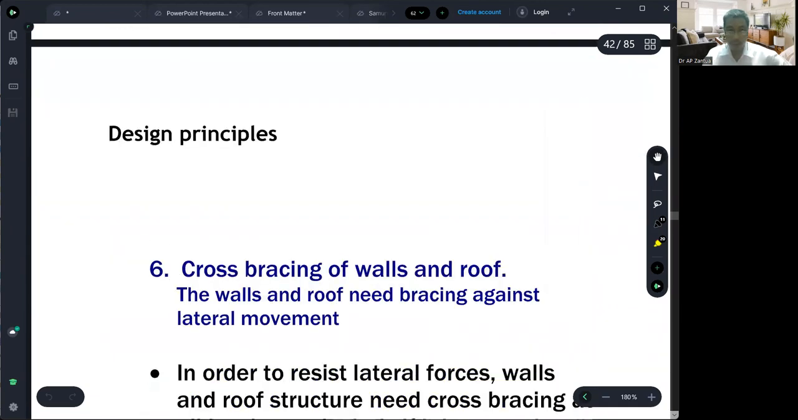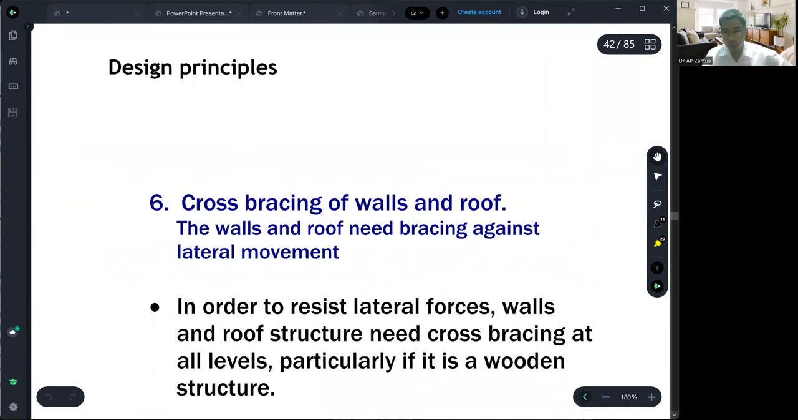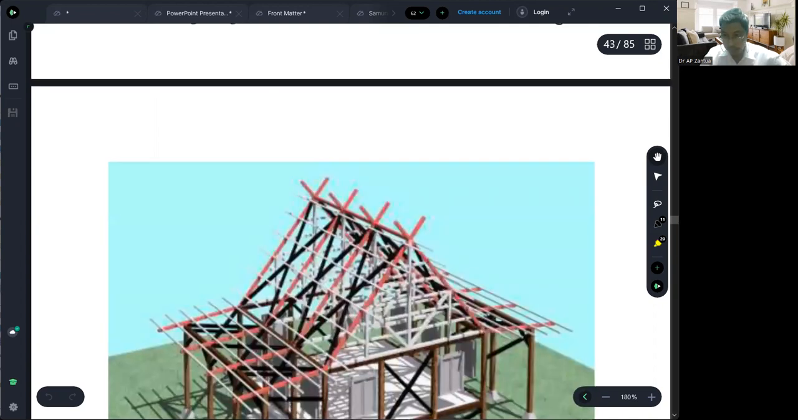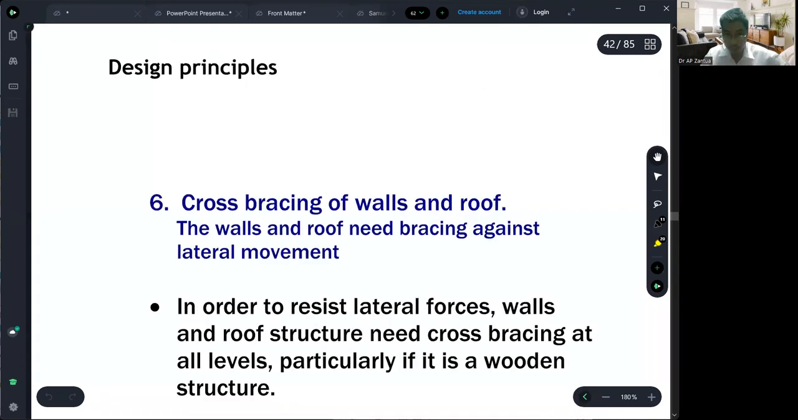We still have design principle number 6, cross bracing of walls and roofs. Let us see if this is with respect to what? Concrete. So, cross bracing of walls and roof. In order to resist lateral forces, walls and roof structure need to be braced.